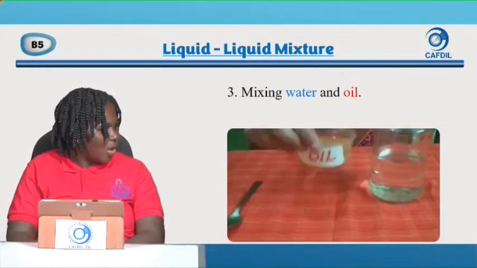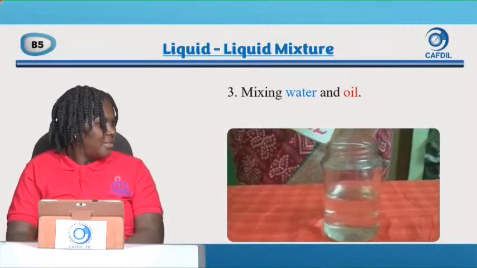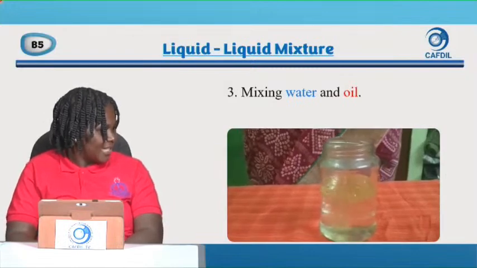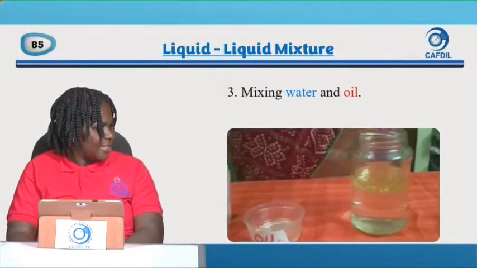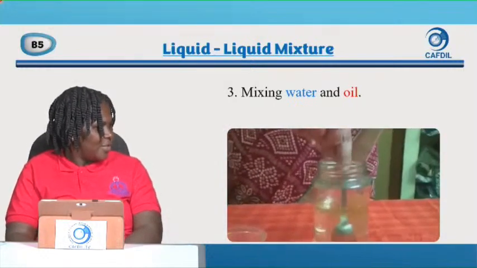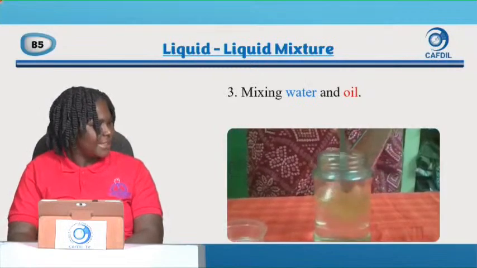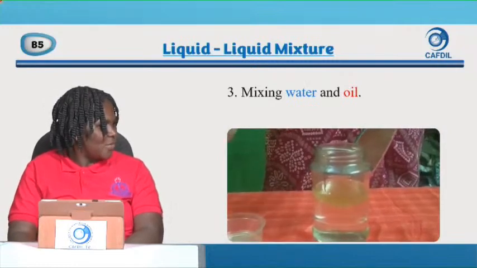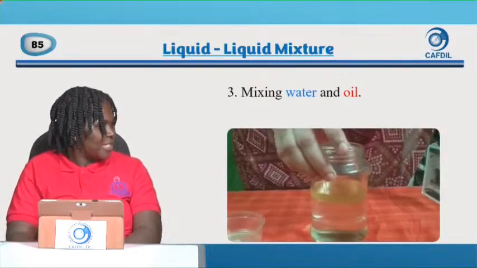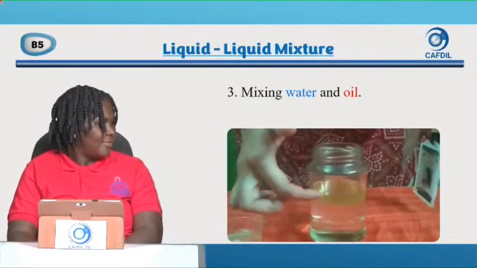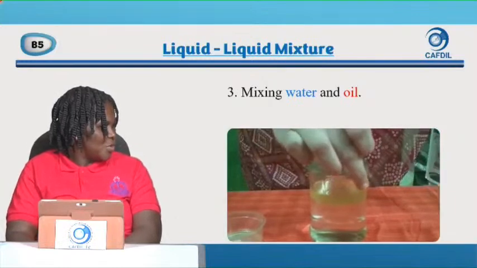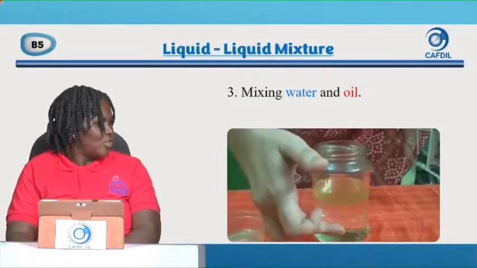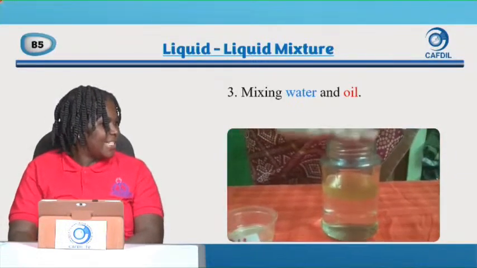So let's look at this. Is our oil and water. Now oil is being poured into the water. Let's look at it. Yes, and then you stir. When you stir, let's look at what will happen. So mixing water and oil. So we put it there to settle for some time. You will see the two layers, the oil at the top and the water down. So we have two layers, layer 1 and layer 2.